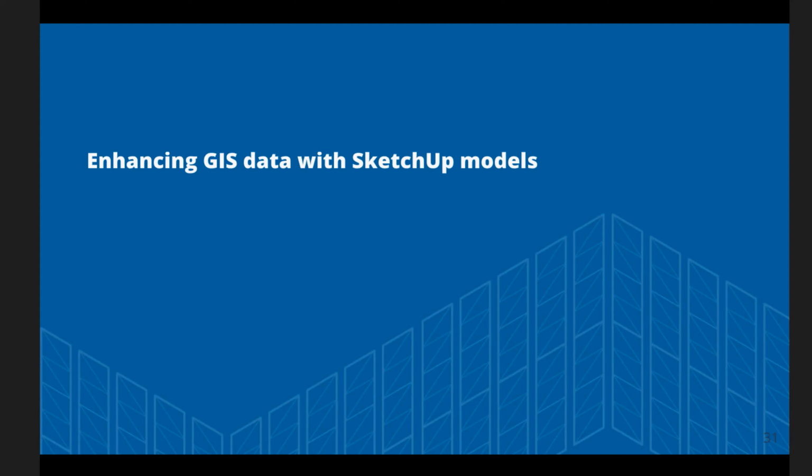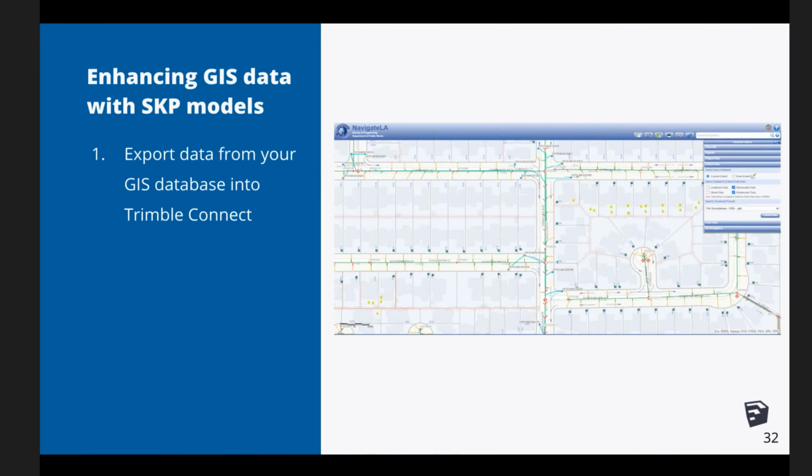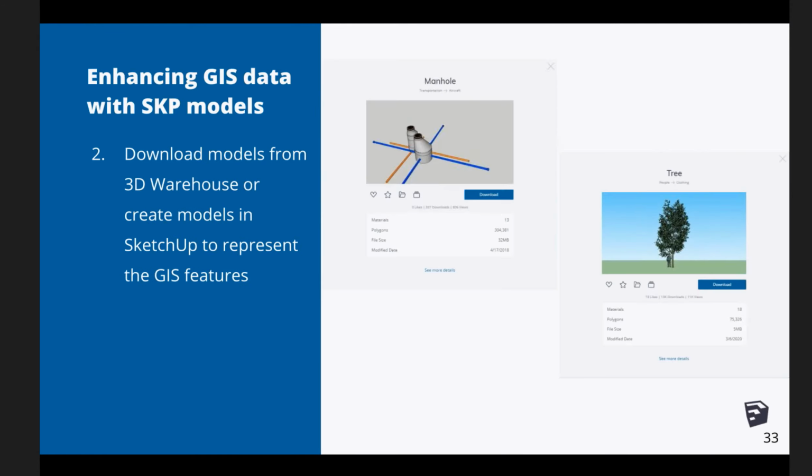Now, for those that are working with geographic information system data, SiteVision has a plugin for using SketchUp models to visualize them. GIS data is predominantly used by governmental entities for capturing spatial and geographic information. You start with downloading GIS data, which, depending on where you are in the world, might be publicly available in your area, and save it in Connect. You can then download SketchUp models from the 3D warehouse for representing this data, which usually is in the form of lines and points.